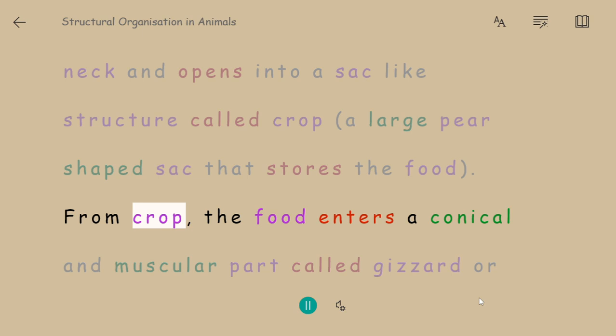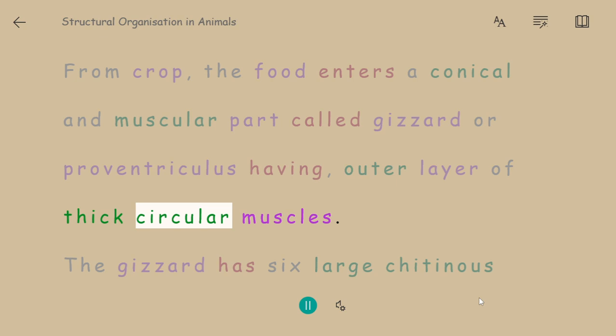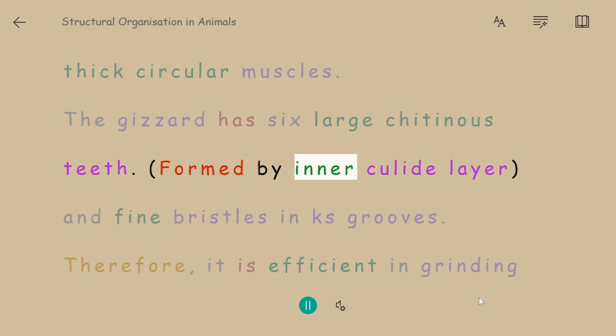From crop, the food enters a conical and muscular part called gizzard or proventriculus having outer layer of thick circular muscles. The gizzard has 6 large chitinous teeth formed by inner cuticle layer and fine bristles in its grooves.